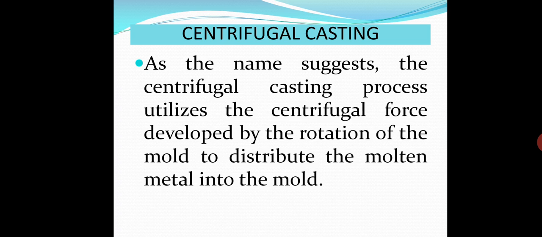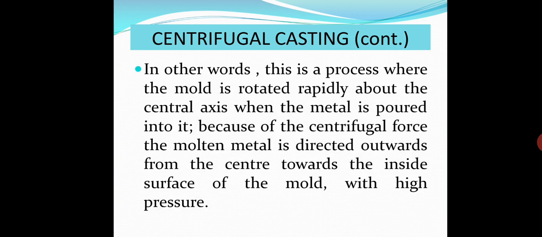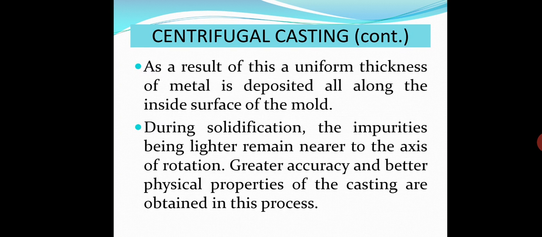As the name suggests, the centrifugal casting process utilizes the centrifugal force developed by the rotation of the mold to distribute the molten metal into the mold. In other words, this is a process where the mold is rotated rapidly about the central axis when the metal is poured into it. Because of the centrifugal force, the molten metal is directed outwards from the center towards the inside surface of the mold with high pressure. As a result of this, a uniform thickness of metal is deposited all along the inside surface of the mold.